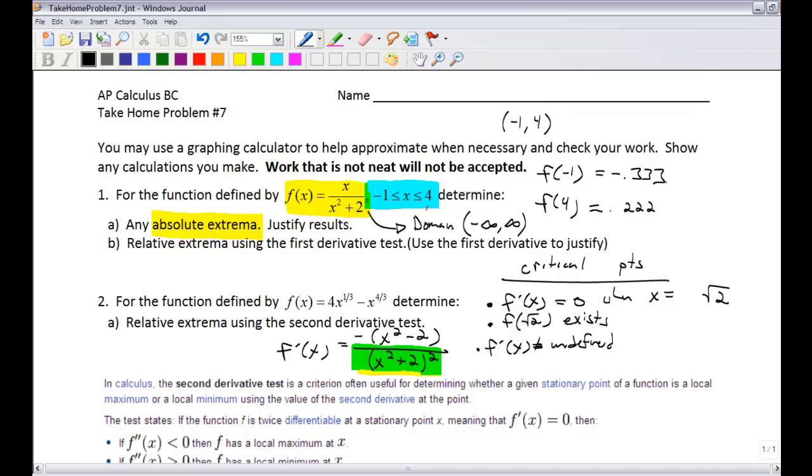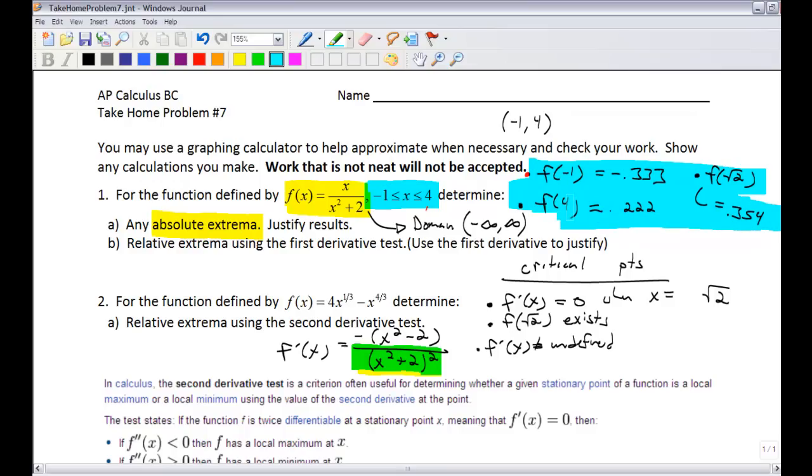Well, the only thing I have to do is go back up, where I've recorded f of -1 and f of 4. I also need to record what f of root 2 is. f of root 2 equals, okay, so I go back to my table, square root of 2, 0.354. Cool.